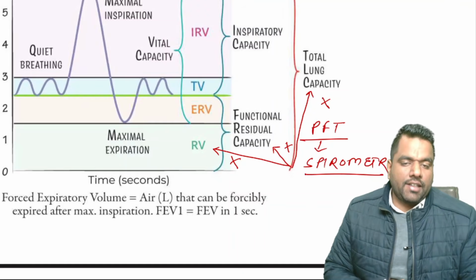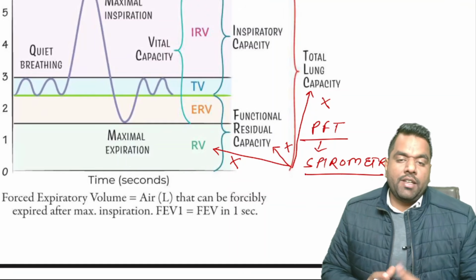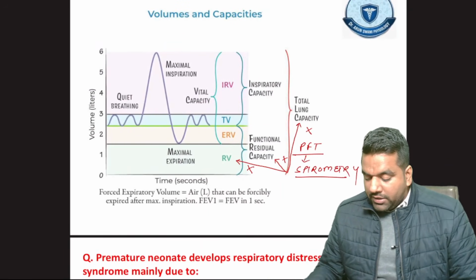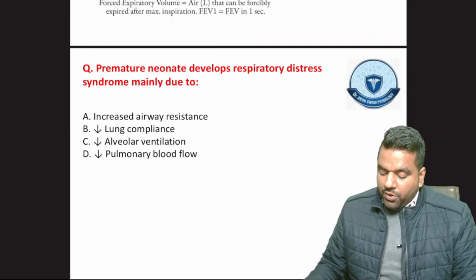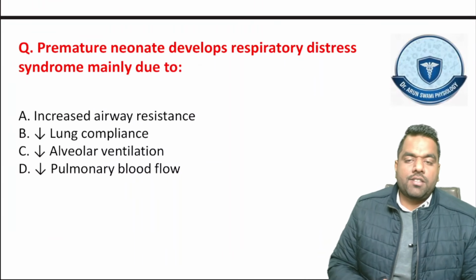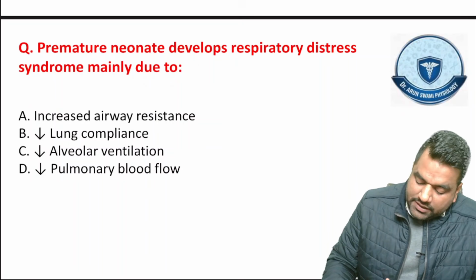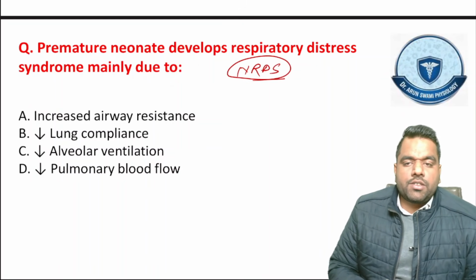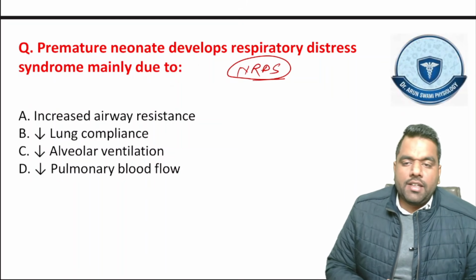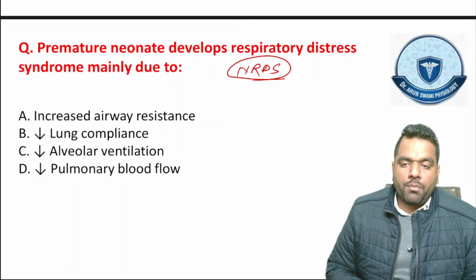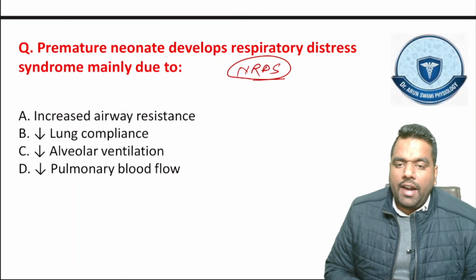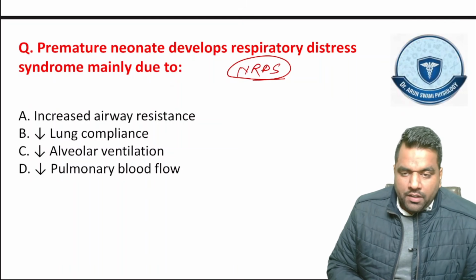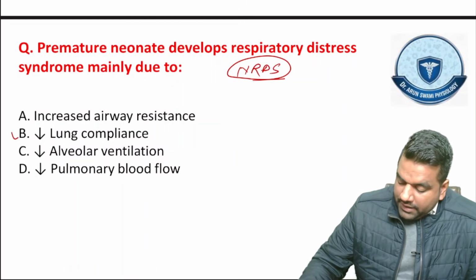So some other methods are there which we can use for measuring the residual volume, FRC and total lung capacity. Coming to the next question: the premature neonate develops respiratory distress syndrome mainly due to. So this is neonatal respiratory distress syndrome, right guys? Why is this happening? Option A is increased airway resistance, B decreased lung compliance, C decreased alveolar ventilation, and D decreased pulmonary blood flow. Yes, guys, option B is the right answer.